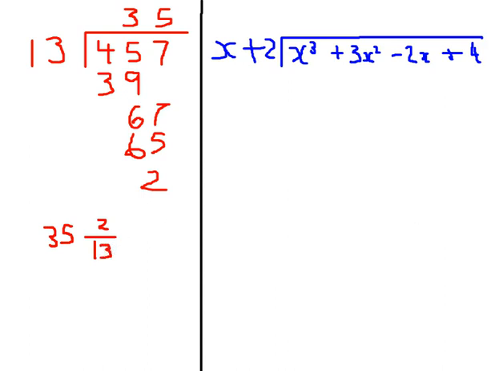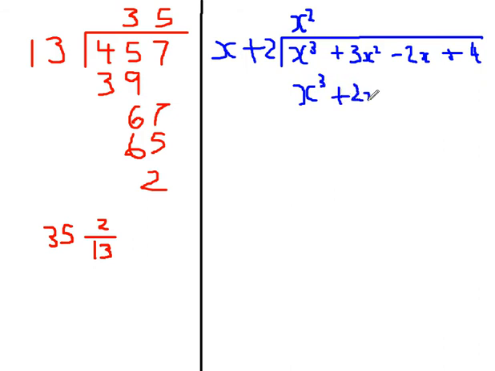Now it's no different with algebra. We ask ourselves how many times does x go into x cubed, and the answer is x squared. See, I don't even have to write out the times table here, it should be that straightforward. Then, just like I multiplied 3 by 13 to get 39, I'm going to multiply x squared by x plus 2 to get x cubed plus 2x, and then we subtract to find the remainder.